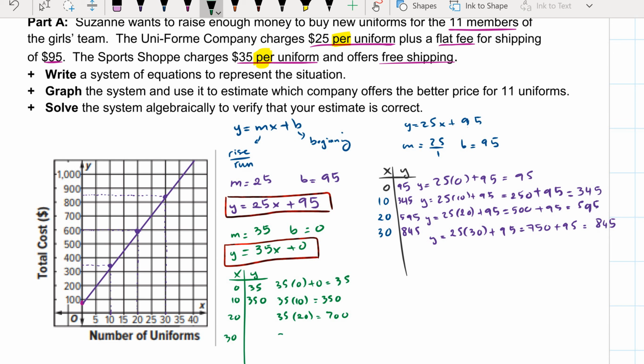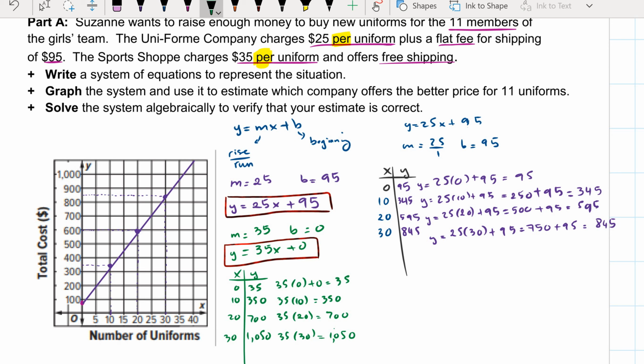35 times 30. 3 times 5, 15, remember 1. 3 times 3 is 9, plus 1 is 10. Bring over 0. 1,050. Alright, and this one is 700.